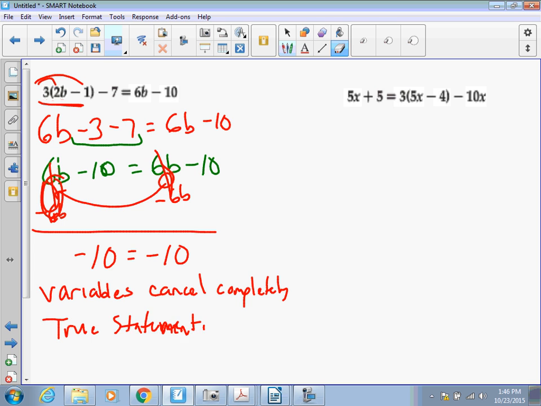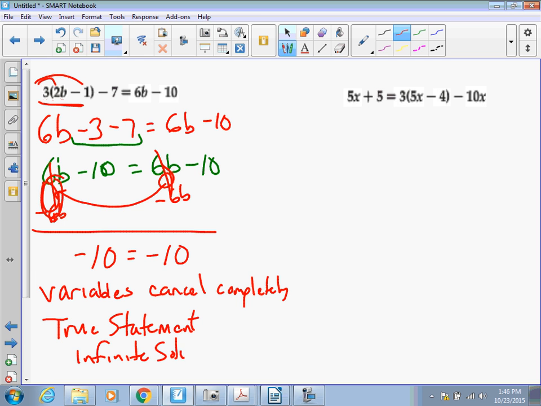we had the idea that if it's a true statement, then no matter what value I put into that problem, I'm going to get a result that's true. So variables canceled, we have a true statement. What we call this is infinite solutions. So any value will work for this problem.